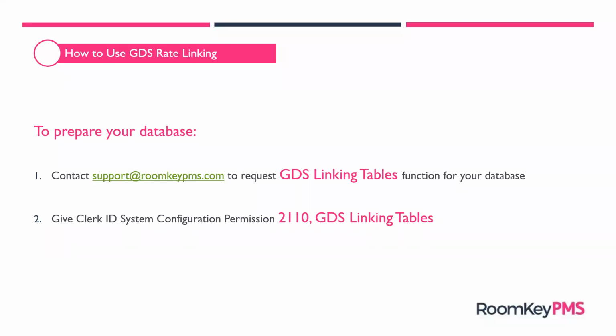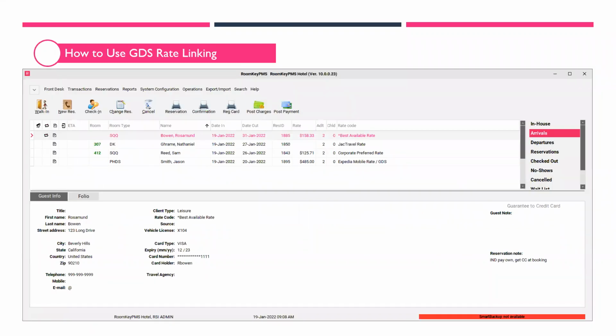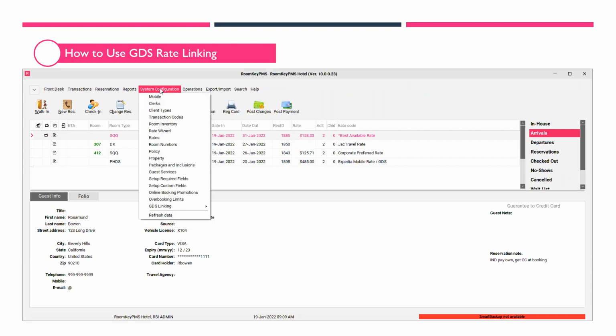On screen, I'm going to pull up a demo database of RoomKeyPMS. There we go, right there. Perfect. Now, once you have the tool enabled for your database, from the system configuration menu, you will see GDS linking at the very bottom of this menu here. Now, if you don't see GDS linking as an option in system configuration, please contact our support team to ask to have that enabled for your database.